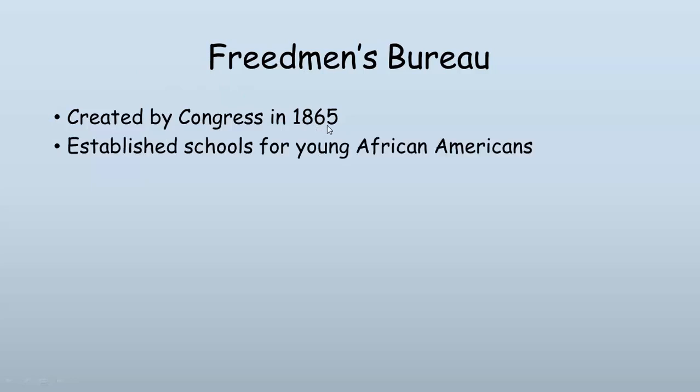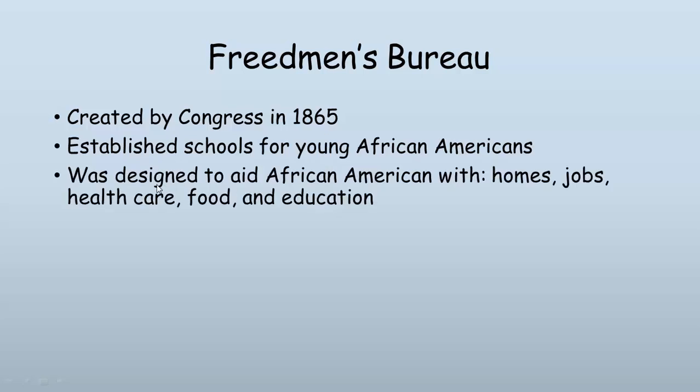There were things done to aid African Americans, and the biggest of which was the Freedmen's Bureau. I can't tell you enough that you should really study this. It was created directly at the war's end and the beginning of Reconstruction, because it was designed to help the freedmen. There were 4.5 million slaves, and with the 13th Amendment in 1865, slaves are now freedmen, right? So what did it do? It established schools for young African Americans. It was designed to aid them in any way possible: homes, jobs, healthcare, food, even education. But its biggest successes were in education and schools.